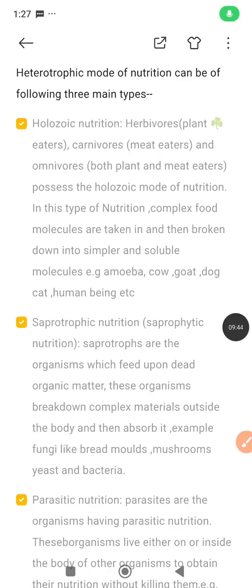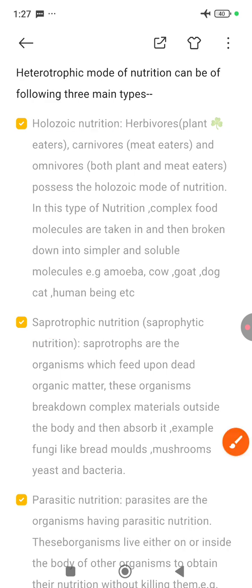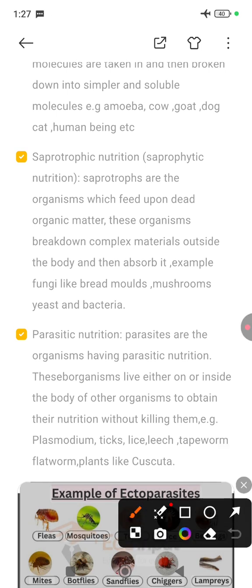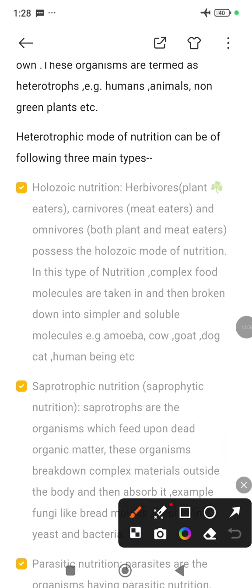The heterotrophic mode of nutrition is of three main types. The first one is the holozoic mode of nutrition. The second one is the saprophytic nutrition, and the third one is the parasitic nutrition. Clear? So what kind of organisms fall under the holozoic mode of nutrition?